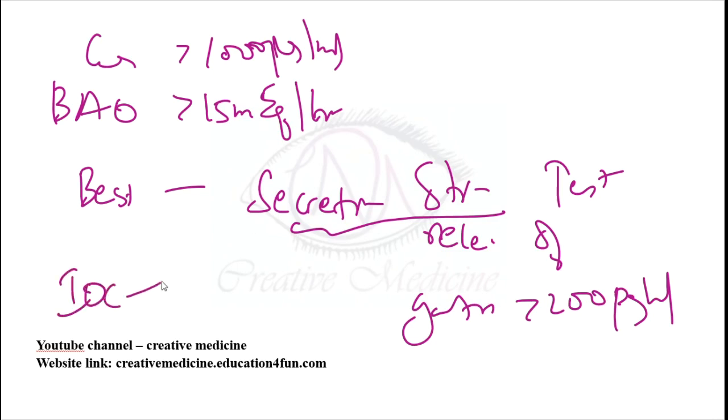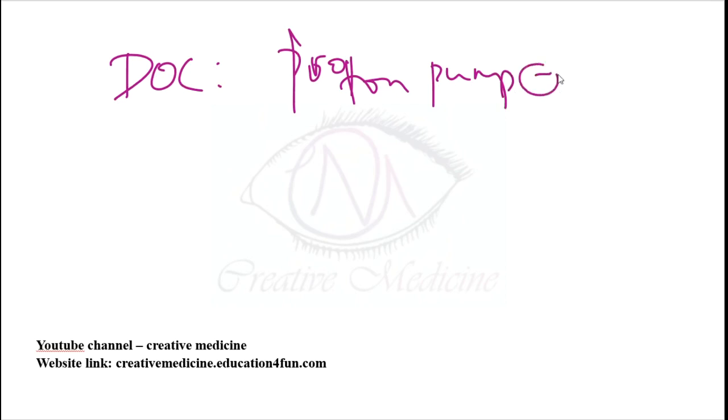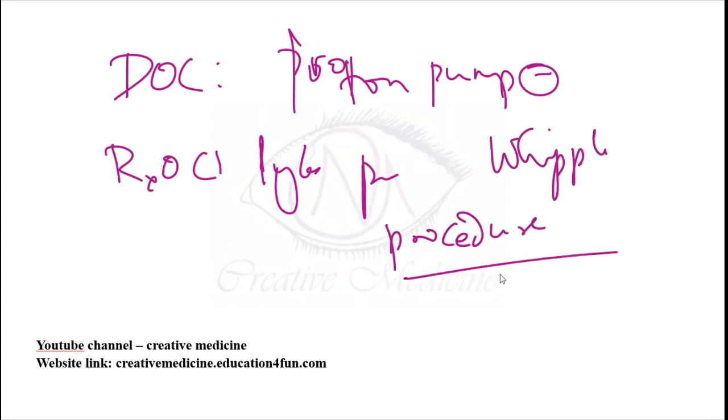Then what is the investigation of choice? Somatostatin receptor scintigraphy is the investigation of choice. What about the drug of choice? Proton pump inhibitors are used for gastrinoma. For the treatment of choice, pylorus preserving Whipple's procedure is used.